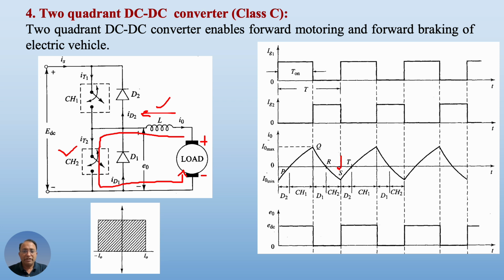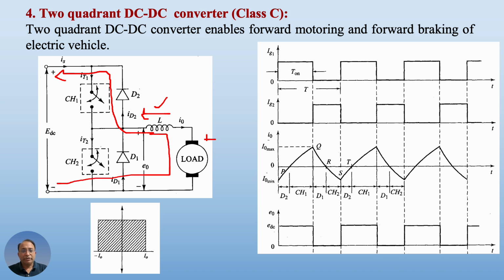At this point S, CH2 is turned off. Once CH2 is turned off, the energy in the inductor along with the back EMF will force the current to flow through diode D1 and back to the source through this particular path. So the conduction of current will be from the motor through the inductor through diode D2 and back.